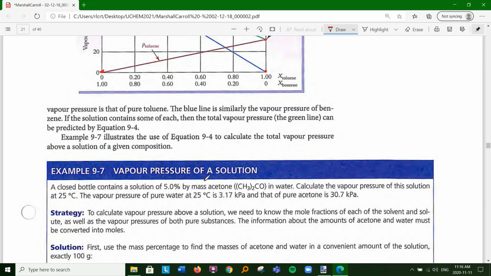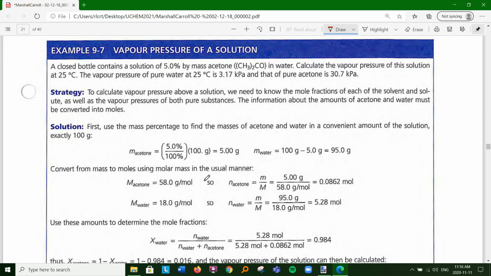Let's try this example here. Vapor pressure of a solution. We have a closed bottle which contains 5% acetone in water. We want to calculate the vapor pressure of this solution at 25 degrees Celsius.